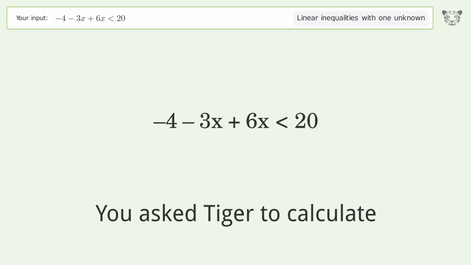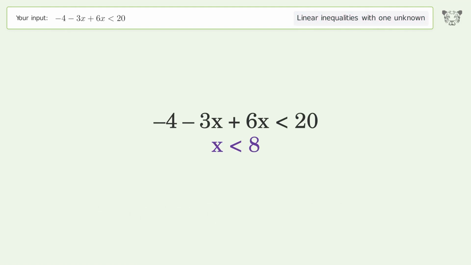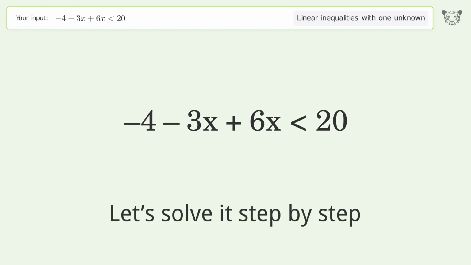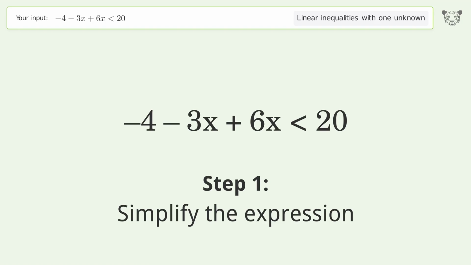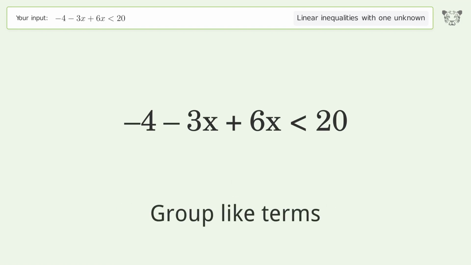You ask Tiger to calculate. This deals with linear inequalities with one unknown. The final result is x smaller than 8. Let's solve it step by step. Simplify the expression. Group like terms.